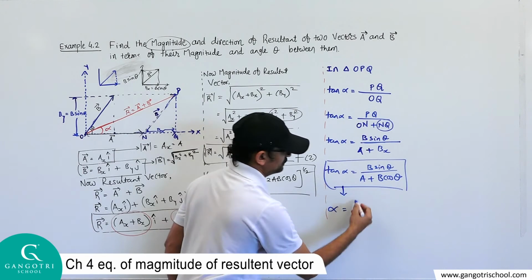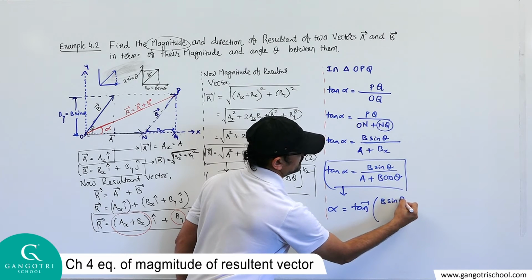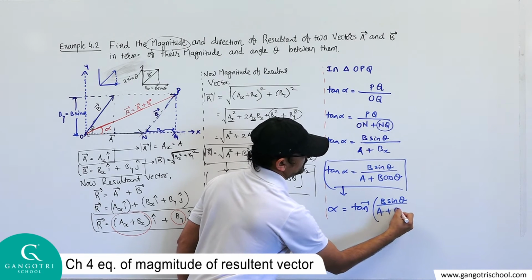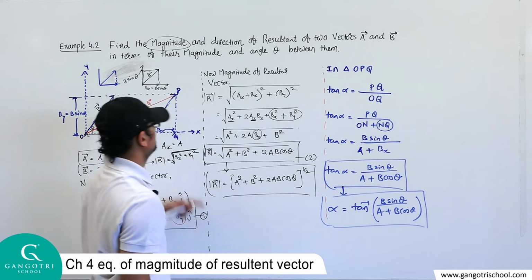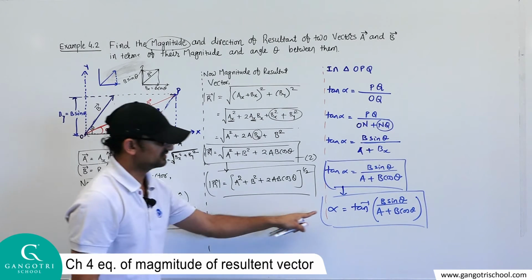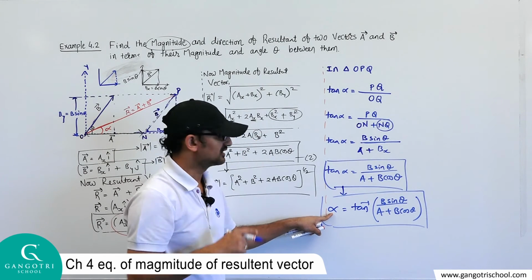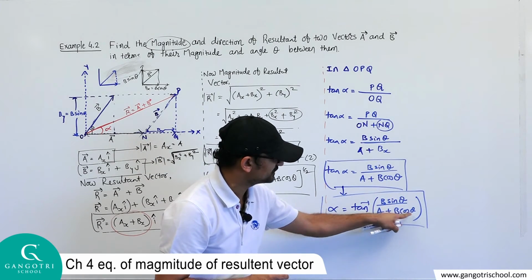Alpha is equal to tan inverse of B sin theta upon A plus B cos theta. So this is the angle alpha made by the resultant vector with the x-axis. And look at the answer. This direction, angle alpha, is in terms of the magnitudes of A and B, and in terms of theta, the angle between these two given vectors.